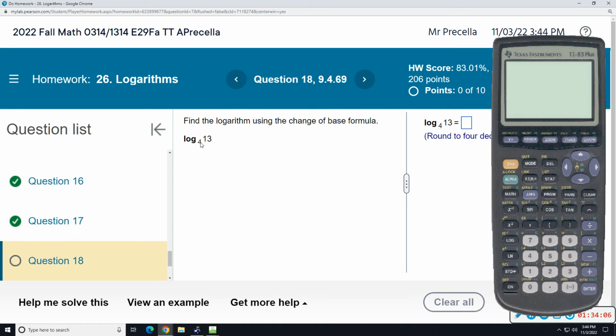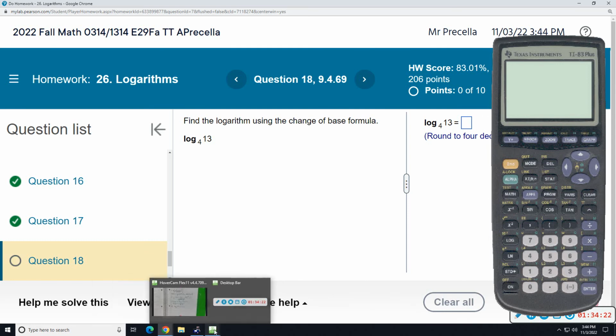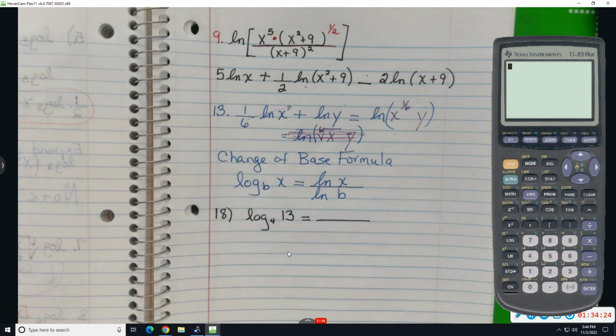So you're asking yourself, 4 to what power gives you 13? Well, 4 to the first is 4. 4 squared is 16. So we skipped right over 13, didn't we? So it's going to be 1 point something. It's not going to be a rational number.